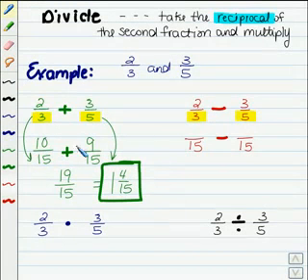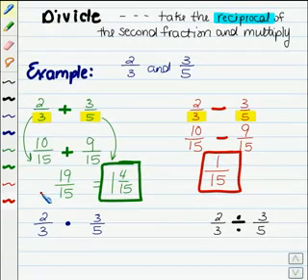Our fractions will be the same as they were here when we added. We'll have 10/15 minus 9/15. The denominator will remain the same, but we'll take 10 minus 9 and get 1. So 1/15 would be our final answer here in the subtraction.